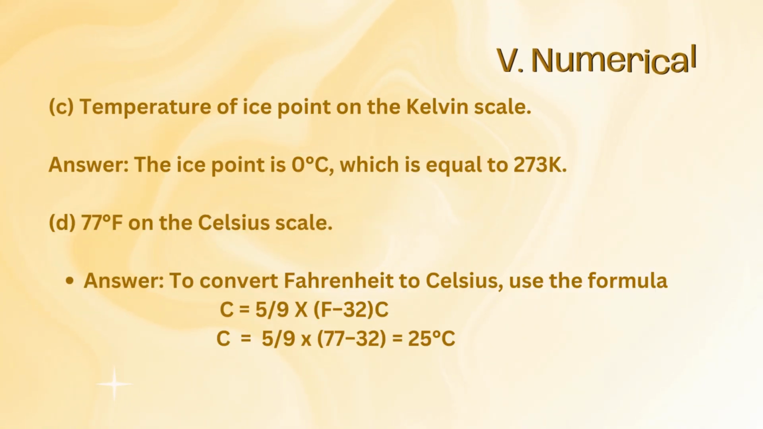Next, C. Temperature of ice point on the Kelvin scale. Answer. The ice point is 0 degrees Celsius, which is equal to 273 Kelvin. D. 77 degrees Fahrenheit on the Celsius scale. Answer. To convert Fahrenheit to Celsius, use the formula C is equal to 5 by 9 multiplied by (Fahrenheit scale - 32) Celsius. C is equal to 5 by 9 multiplied by (77 - 32) is equal to 25 degrees Celsius.